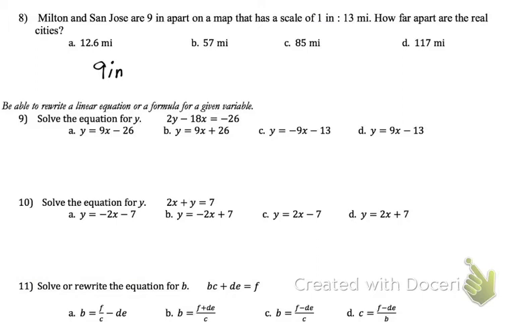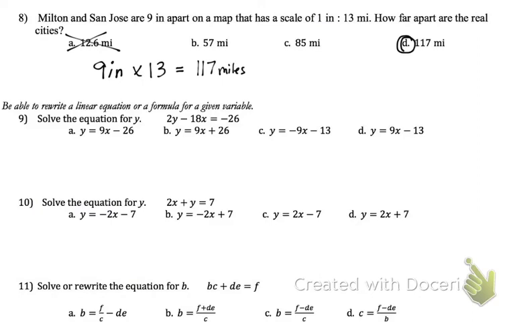If we're 9 inches apart on a map and every single one of those inches is 13 miles, we should get a bigger number out of this. So we're not going to divide, but instead we're going to multiply 9 by 13. When we do that, we get 117 miles. So our answer here is D. On problem 8, we could have probably also just crossed off answer A. If they're 9 inches apart and every inch is 13 miles, this would mean that they're less than 1 inch apart if they're under 13 miles, so no way that's our answer.